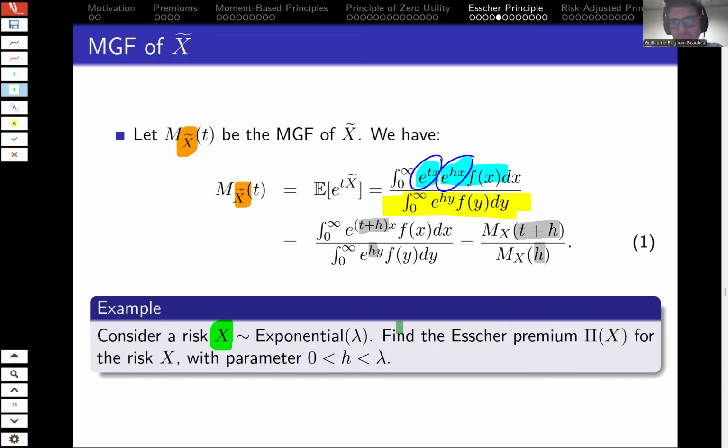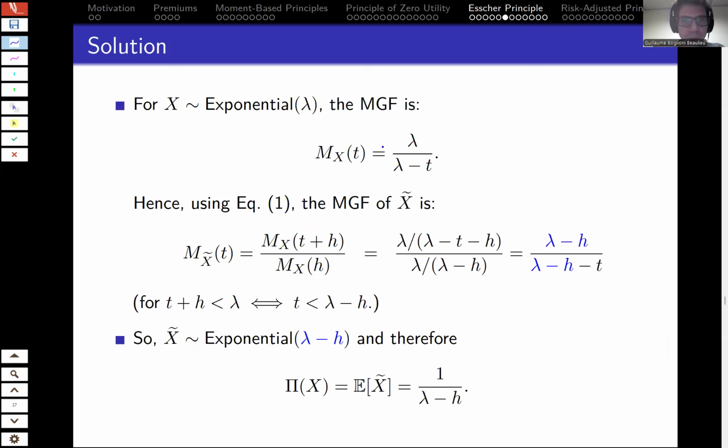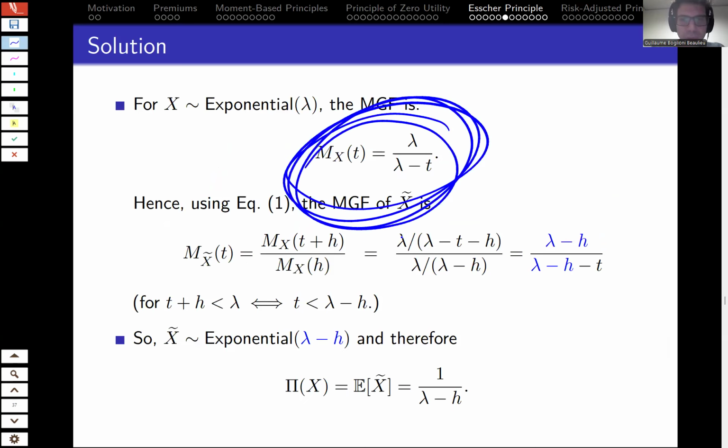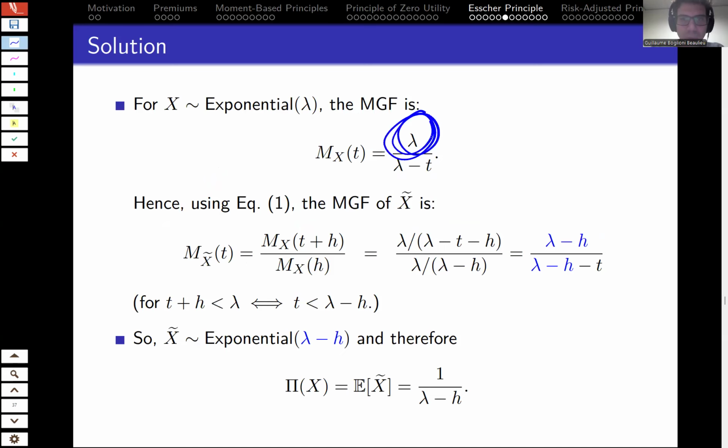Now, there's a very simple way to do this, which is to use this property here. We find the MGF of x tilde. Now, spoiler alert, x tilde is again exponential. And if we know x tilde is exponential, we very easily find its expectation. So let's just review that. That's the MGF of an exponential with parameter lambda. So use the formula we just saw.